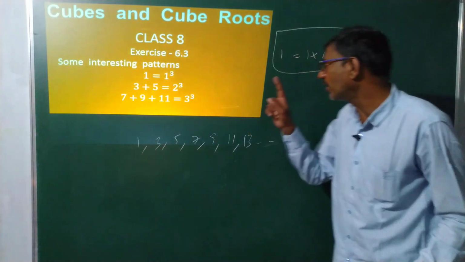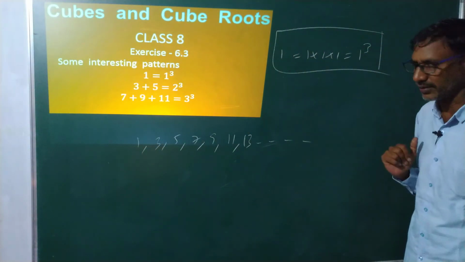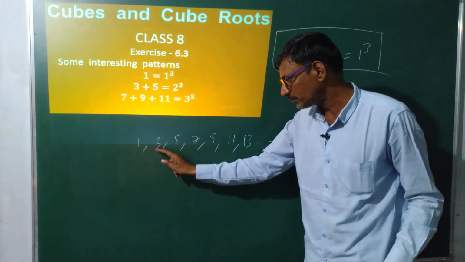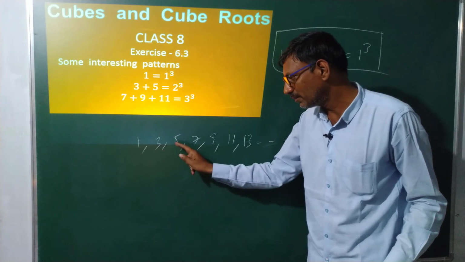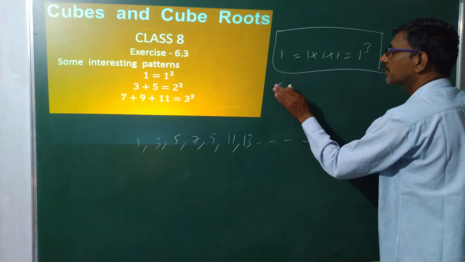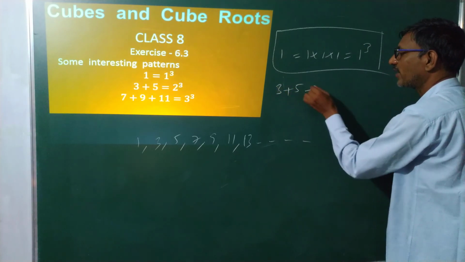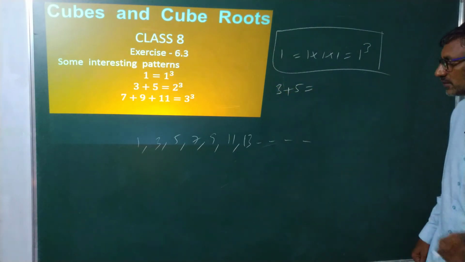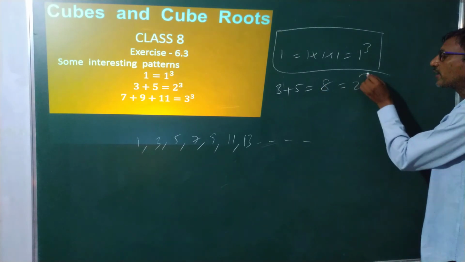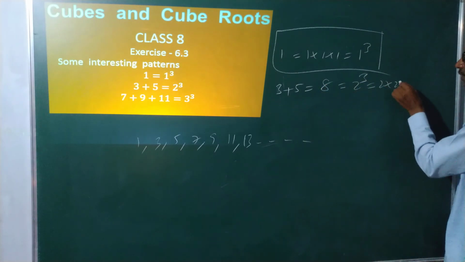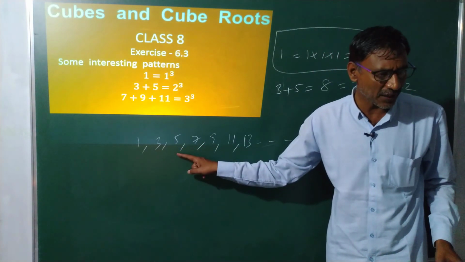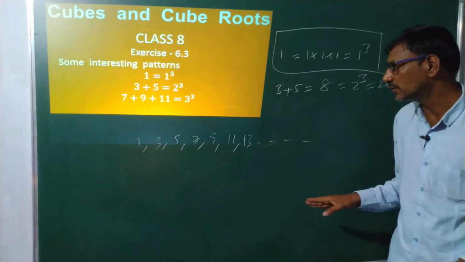First I take 1, we can write 1 cube. Now I would like to take 3 plus 5. 3 plus 5, how much? 8. That is equal to 2 cube, 2 into 2 into 2. See, this is an interesting pattern. Now we are coming to the next pattern.